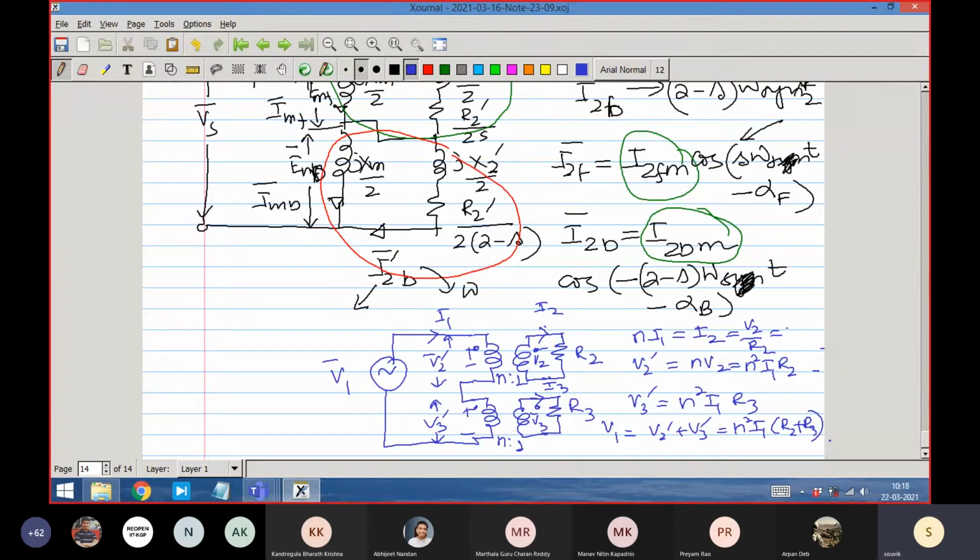The load here, in our case, is reflected as the slip. There is no resistance change, but an effective resistance change. The effective resistance change is due to the change in the slip. That is what is different for the forward magnetic field and for the backward magnetic field.